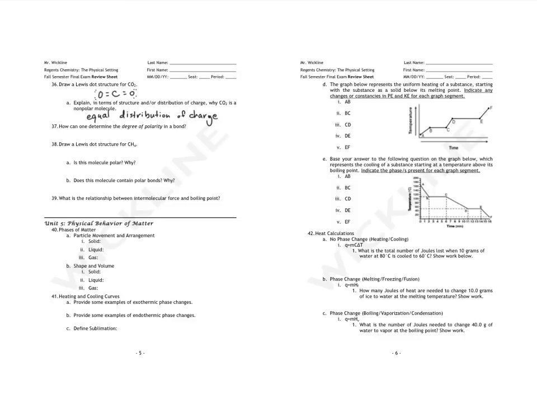Now for a bond, we can talk about its polarity, and the degree of polarity in a bond would be judged based on its electronegativity difference. The larger the electronegativity difference, the more polar the bond would be.